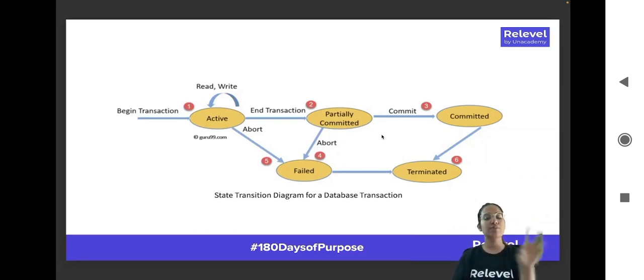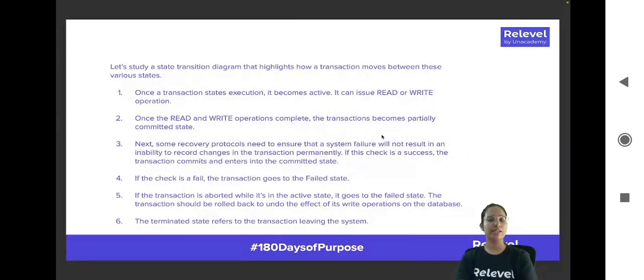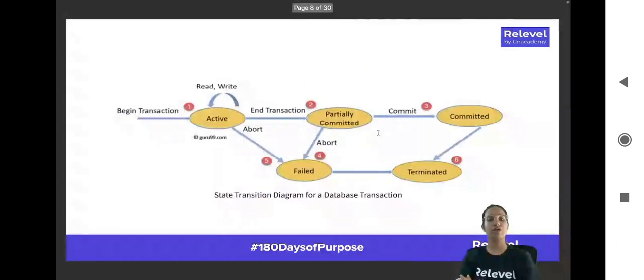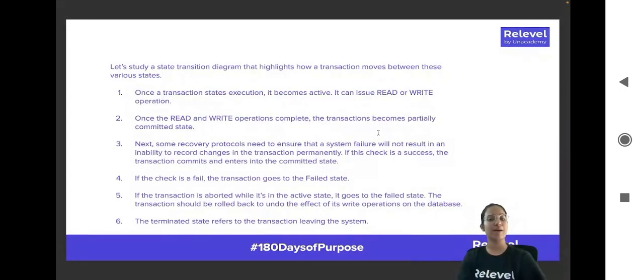Okay, so this is basically known as the state transition diagram for a database transaction. I would recommend everyone take a good look at this, and then we can go ahead and look at all the steps one by one. When we talk about the state transition diagram, it highlights how a transaction moves between various states. So we'll go through all of these steps shown over here one by one. You can refer to the numbering and, based on that, check what is happening in each step.